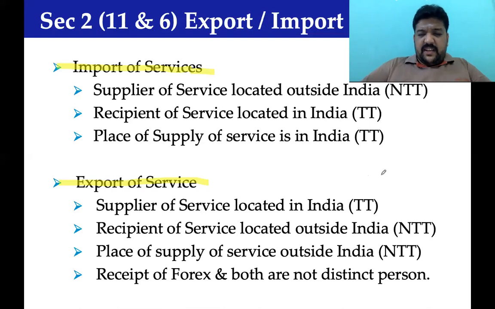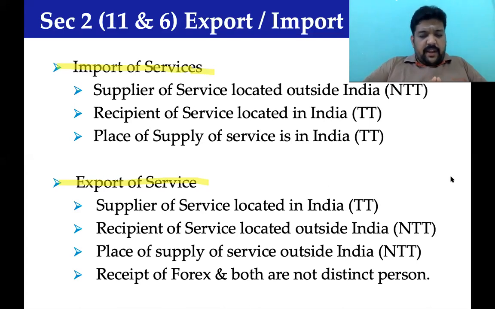I'm slightly changing the perspective of this question. Location of supplier is again France. Location of recipient is in India, a construction company in India. Place of supply alone is going to be Dubai. Import of service or not an import of service? RCM applicable or not applicable? That's all. Quick, quick. I want responses.